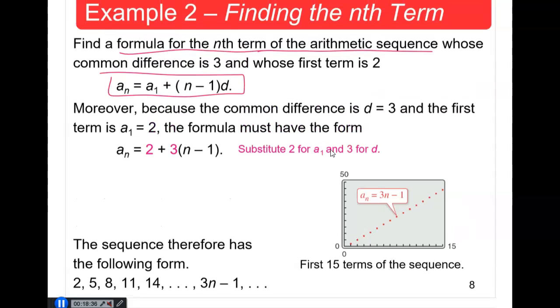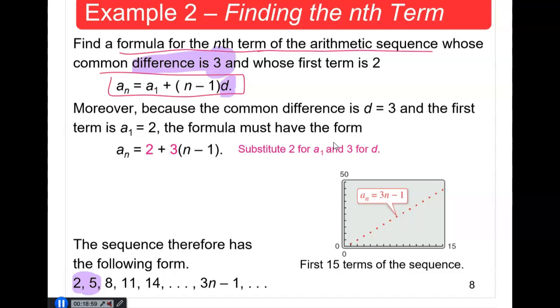So let's see. We start with the formula that we know. And so we know that the common difference is given to us here. Sometimes if it's not given to you, then you might have to find it. Like for example, if we just had the sequence that you see down below, we would have taken 5 minus 2, and that will be 3, but they're already telling us here the difference is 3.